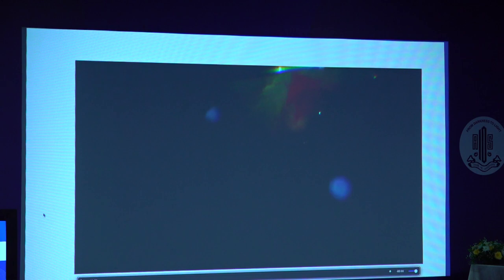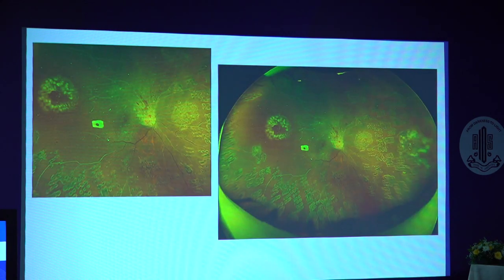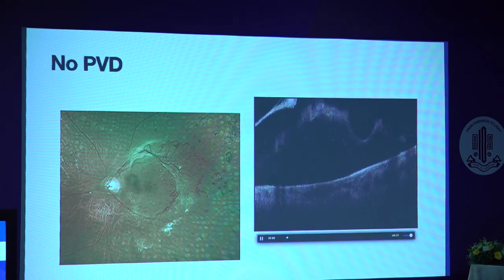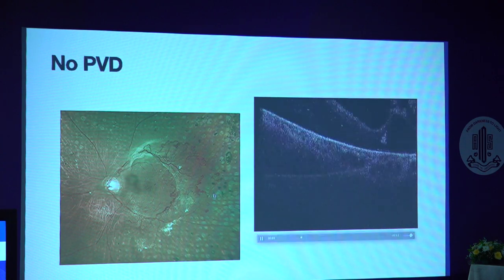Inserting a PFCL bubble helps in stabilizing the dissection. This is a post-operative appearance of the same patient. And this is the toughest of all cases, where there is no PVD, there are angry looking new vessels, and there is tractional retinal detachment.